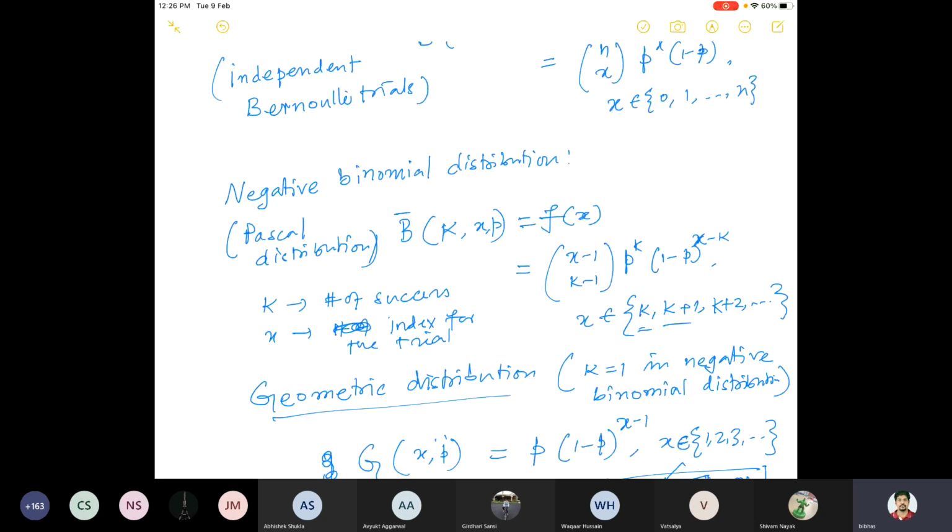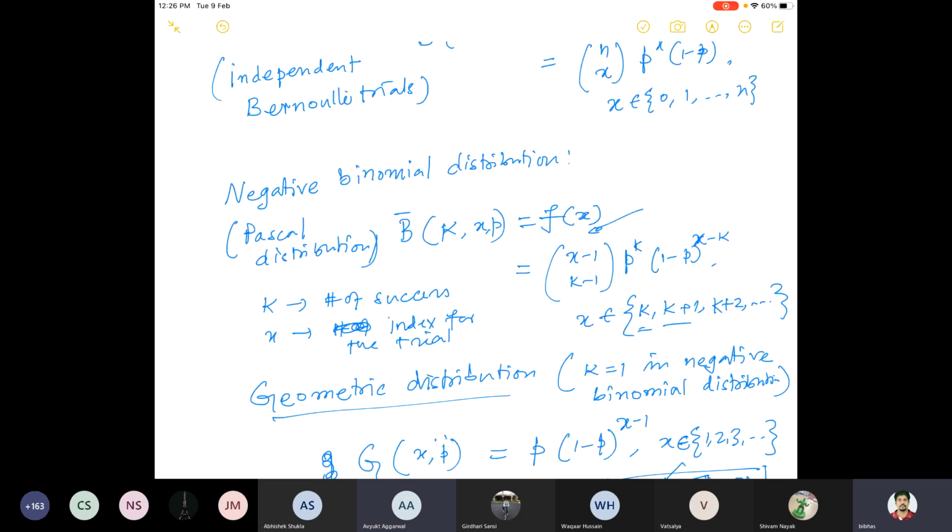Now here, this was the probability which we discussed yesterday for the kth success. Before the kth success, you had already k minus 1 successes, and the kth success you are getting at the xth trial. That means beforehand you already had x minus 1 trials, and out of those x minus 1, you had k minus 1 successes already.